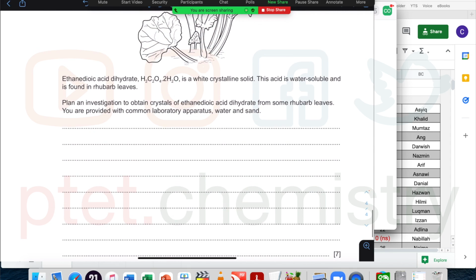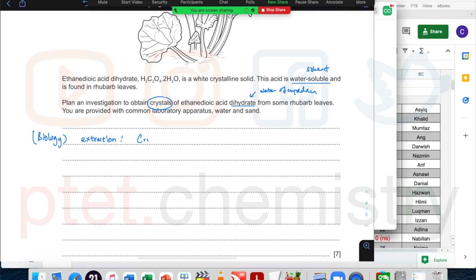Not too tricky, this one. Actually, this one is a bit tricky. This is, again, obtained crystals. This is dihydrate, so it's got water of crystallization. So what you have to do is use water as your solvent. There are a couple of marks on this thing called extraction. This is something from biology, actually. You will learn this in biology when you do chlorophyll extraction or some other thing.